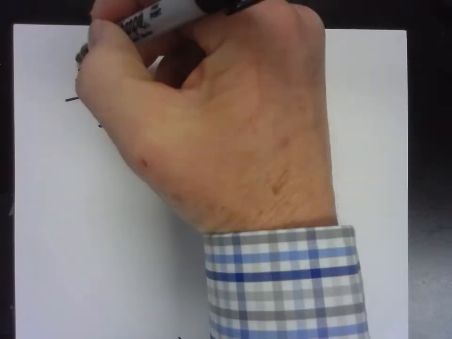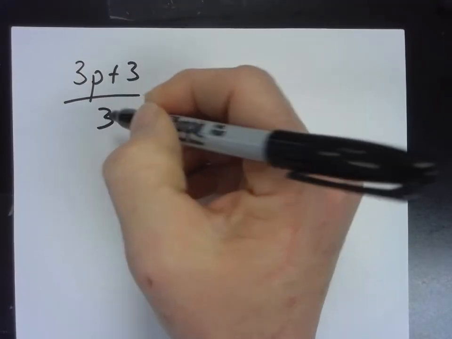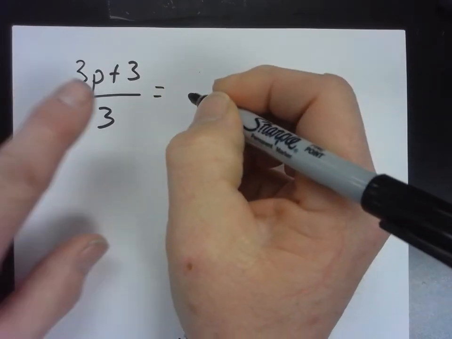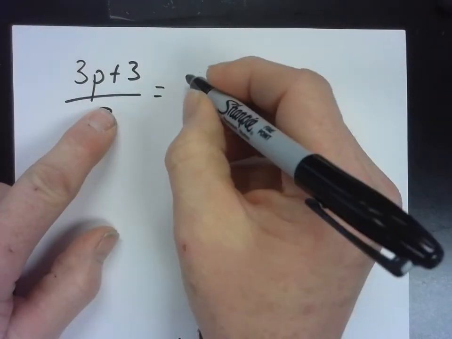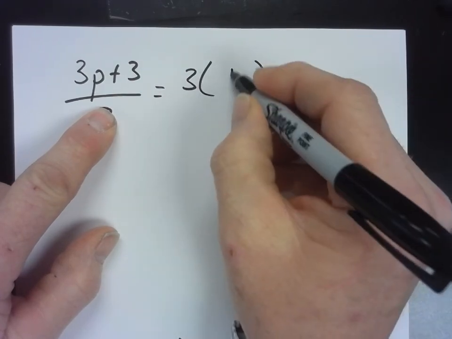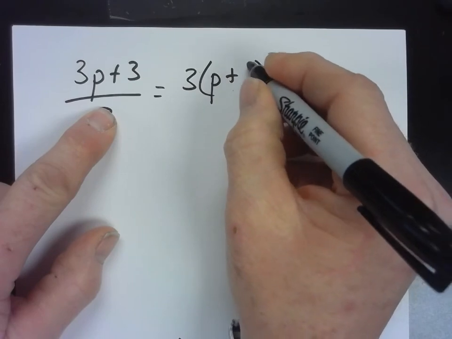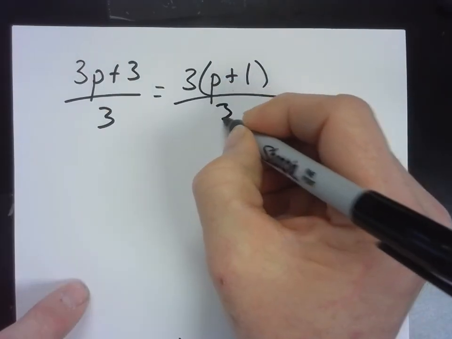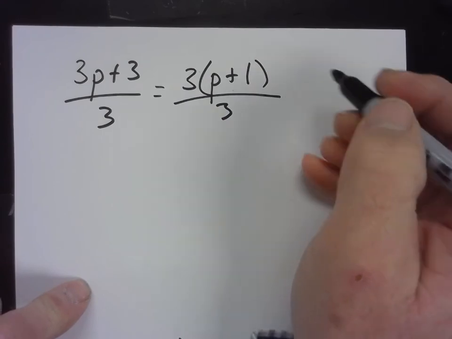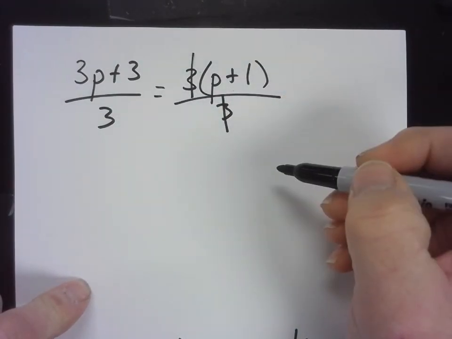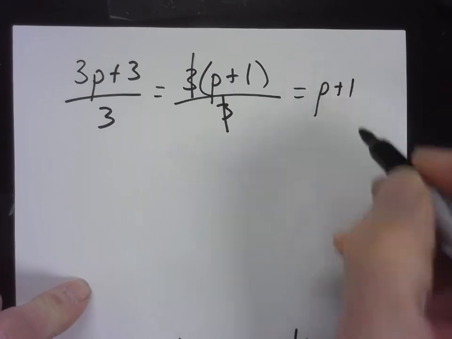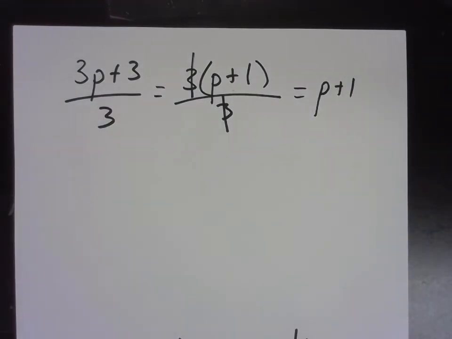Can we just cancel these 3s? Or maybe these 3s? That's not going to work, is it? Okay. What's the greatest common factor? 3. What does that leave us with in the parenthesis? P plus 1. Yeah. Now see how they cancel? And that is your answer then, P plus 1. So if you factor first, then you can cancel the factors. So there you go.